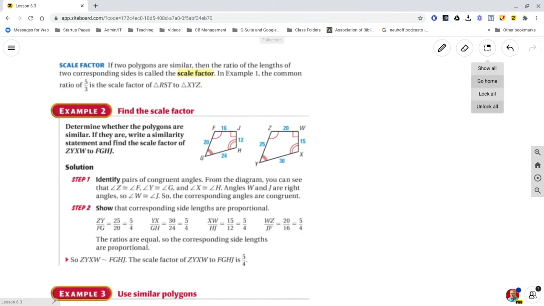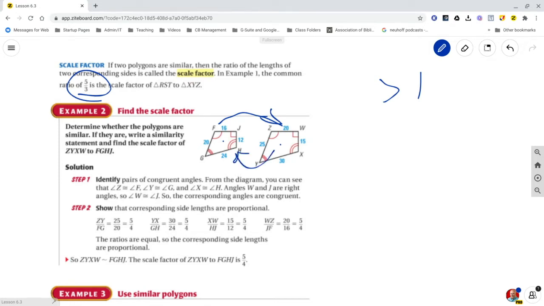When we have two similar figures and we identify the ratio, that ratio, which is constant when we compare all of the corresponding sides, is called the scale factor. If we have a smaller polygon going to a larger polygon, so we're going from this one to this one, the scale factor is going to be greater than 1. It means they're getting bigger. If we're going from a larger to a smaller polygon, that scale factor is going to be less than 1.